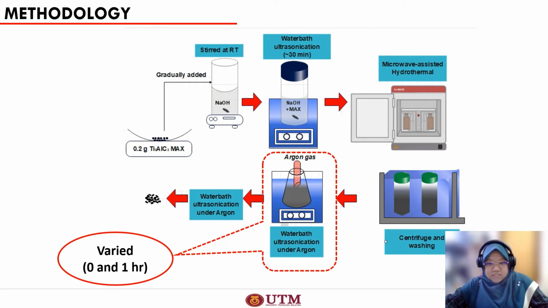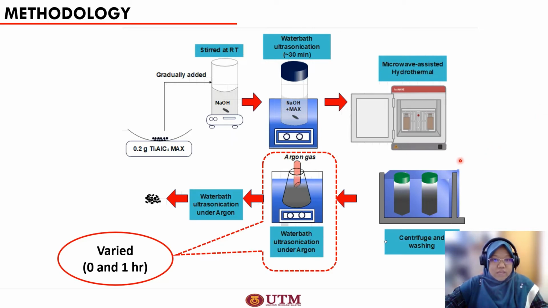So these are the methods on how we are going to synthesize MXene using the microwave. Initially, the MAX phase as precursor is weighed and gradually added into the sodium hydroxide solution. Then the mixture was bath sonicated for 30 minutes in order to obtain a well homogeneous mixture, and then sent for water bath sonication for 30 minutes before we put all this mixture into the microwave assisted hydrothermal. The microwave will be operated for 45 minutes at 180 Celsius.